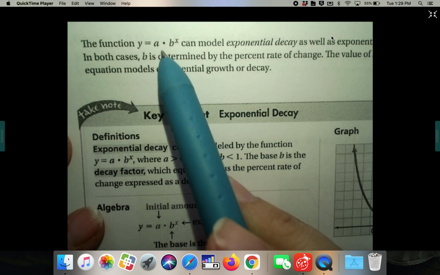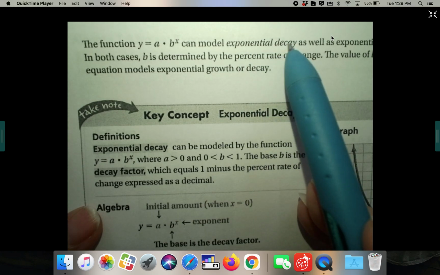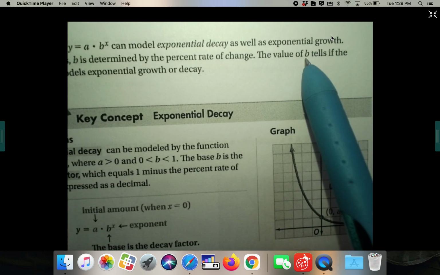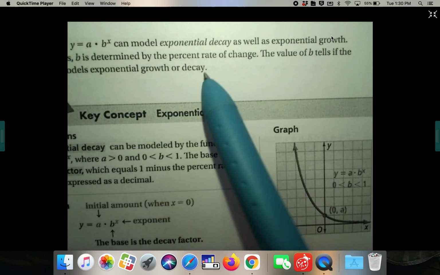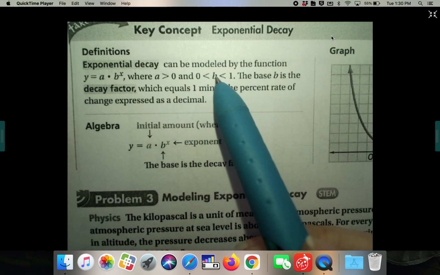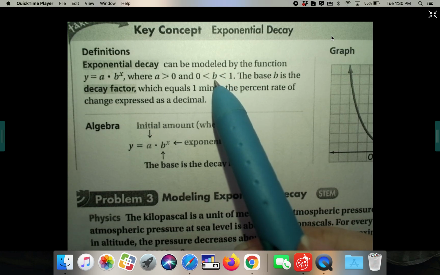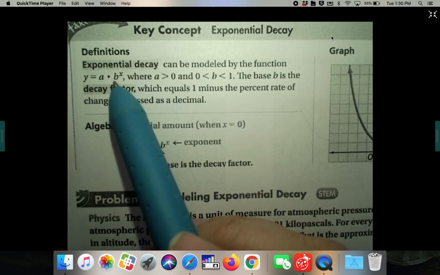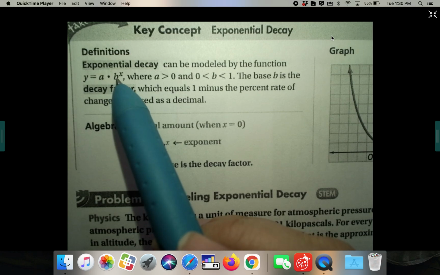It says y equals a times b to the x can also be modeling exponential decay as long as, and I'm sure it says this, the value of b will tell you whether it's growing or decaying. So here's the deal. If b is larger than 1, then it's growing. If b is between 0 and 1, so think fractions, think half, 1/4, 1/3, 1/8, it doesn't matter. If it's between 0 and 1, it's going to be decaying. So if b is a fraction, it's going to decay. If it's a whole number greater than 1, it's going to be growing.